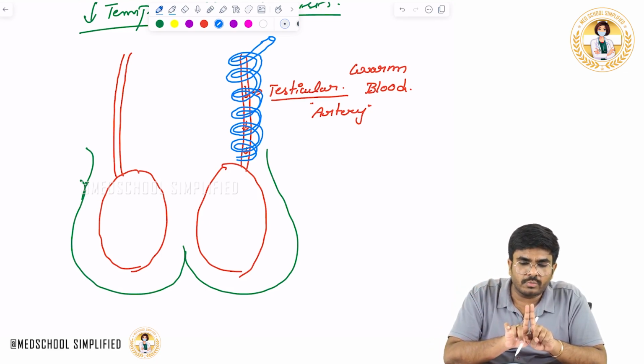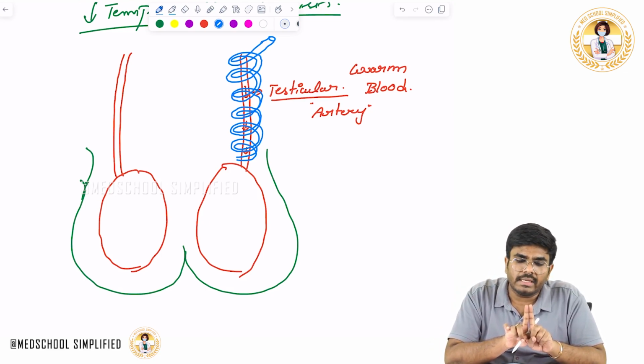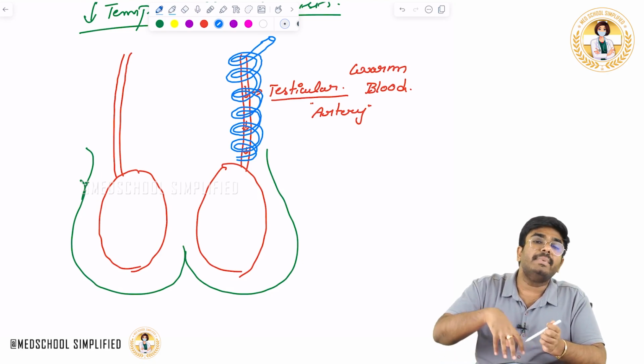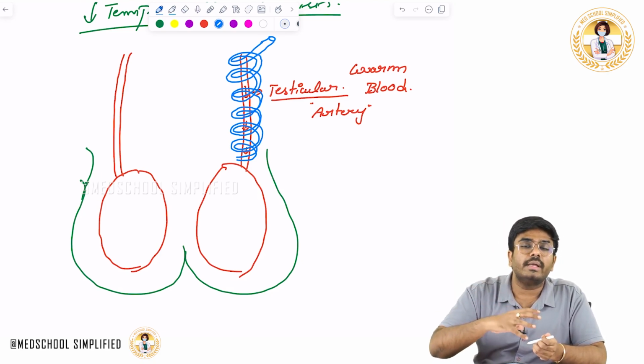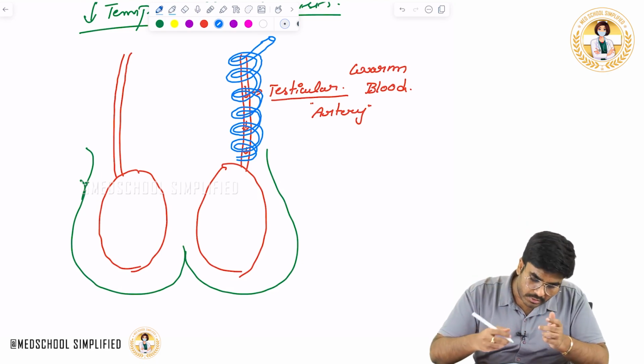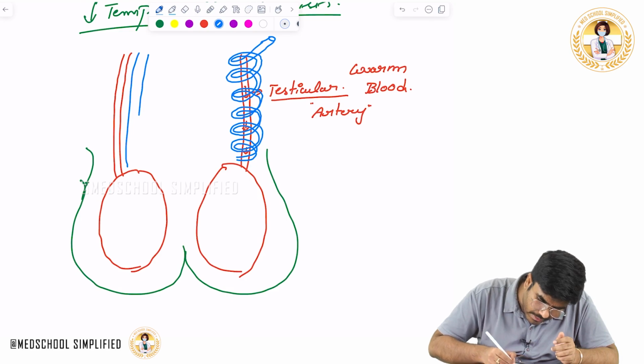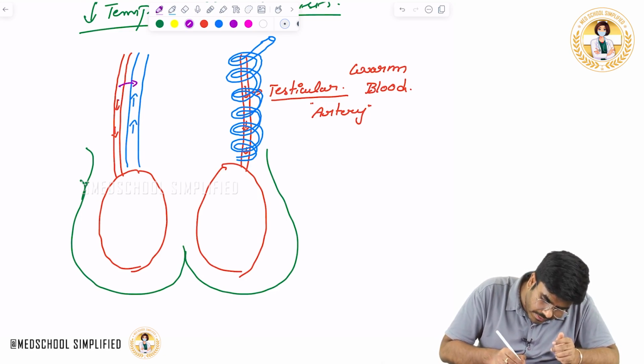Now, you are keeping these two blood vessels side by side. In one blood vessel there is warm blood, in the other there is normal, cooler blood, let's say. Now, you know, heat moves from high temperature to low temperature. So, the venous blood of the pampiniform plexus, being cool, is going to absorb the heat. So, there will be heat transfer. Let me show you an easy way. Here, the warm blood is moving in this direction. Here, the cold blood is moving in this direction. So, what is happening? There is heat transfer, heat exchange.